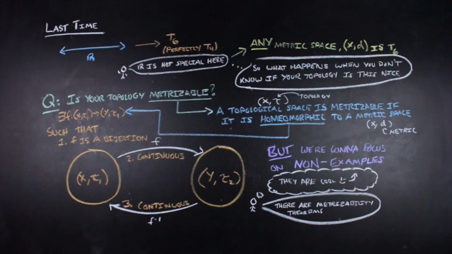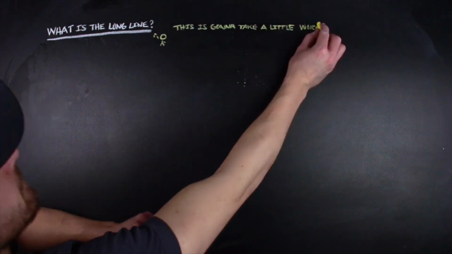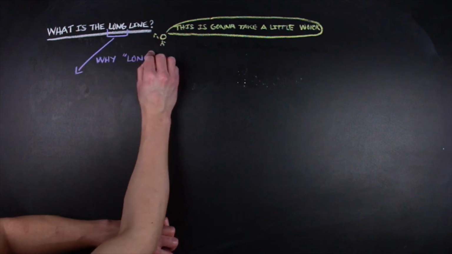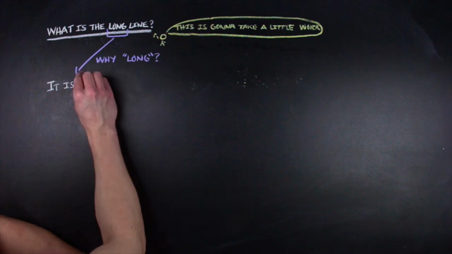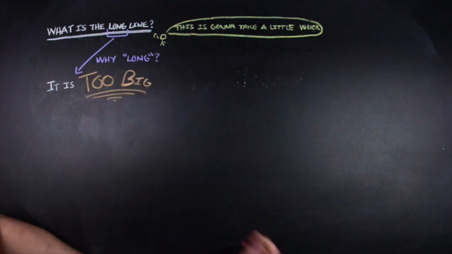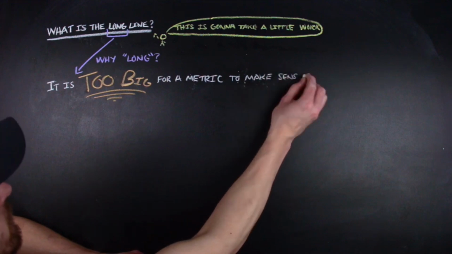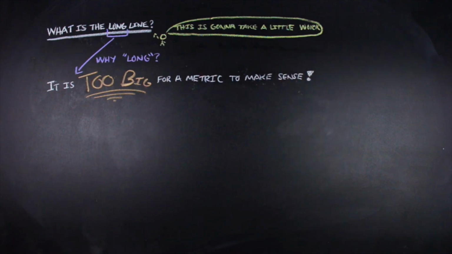Okay, so our first example, which is also in the title of this video, is the long line. So what is the long line? It's going to take a little bit of work to define what the long line is, but it should be doable. So first, we should answer the question of why long? One of the ways you can think about the reasoning for calling it a long line is that it's a space that is too big for a metric or a distance function, in other words, to make sense.